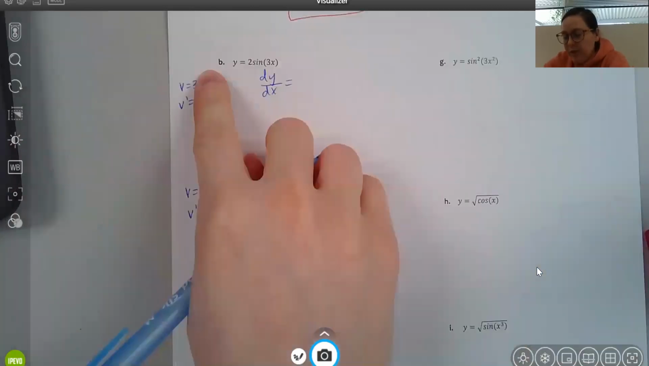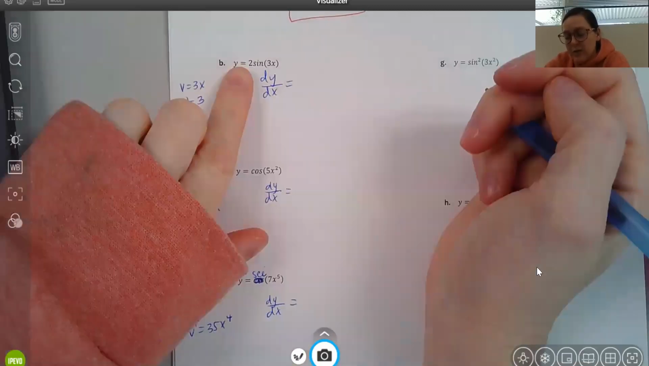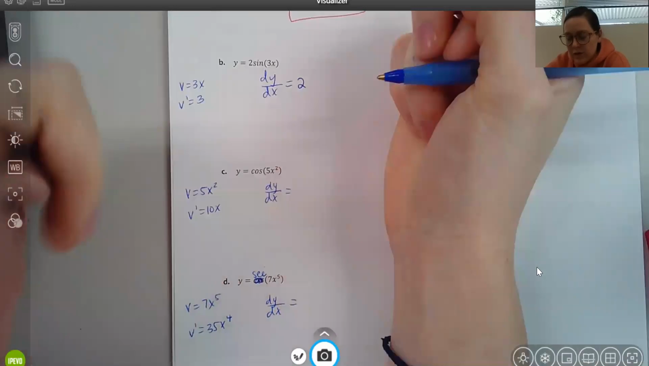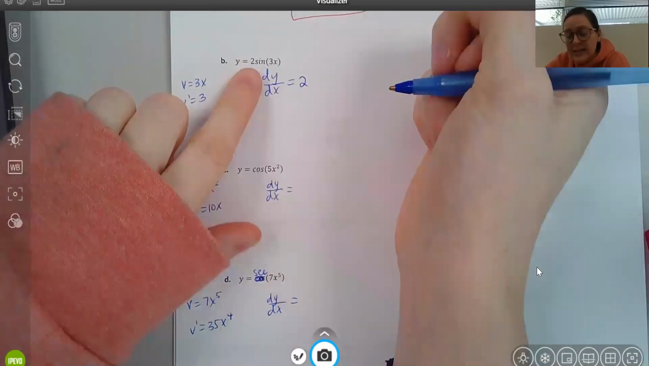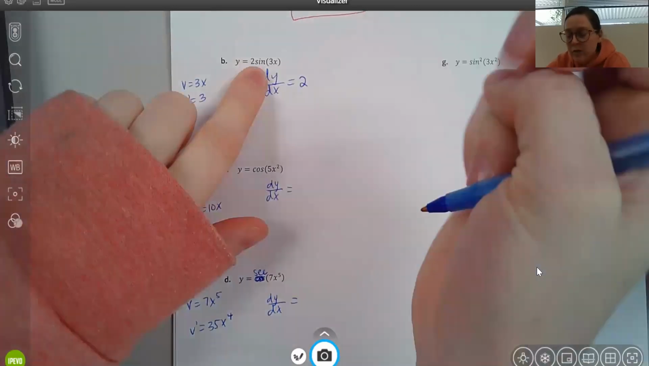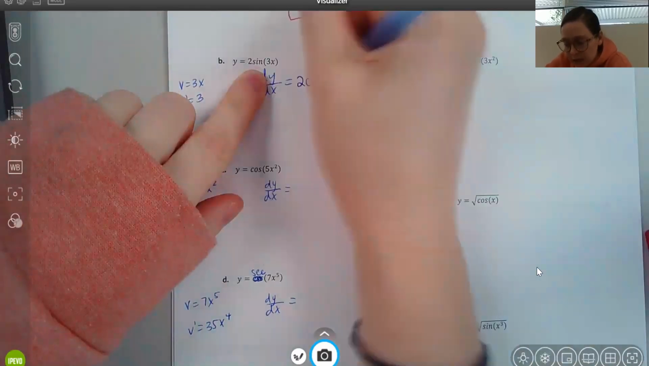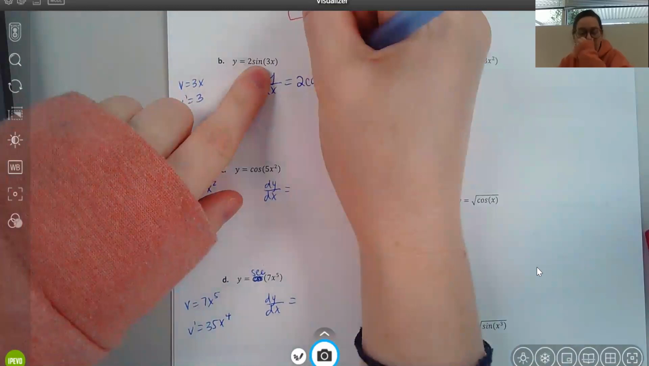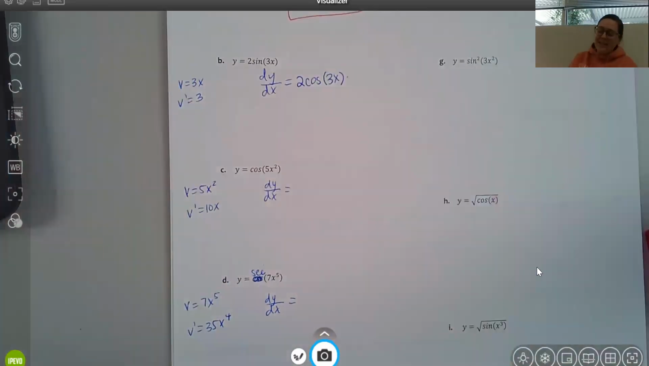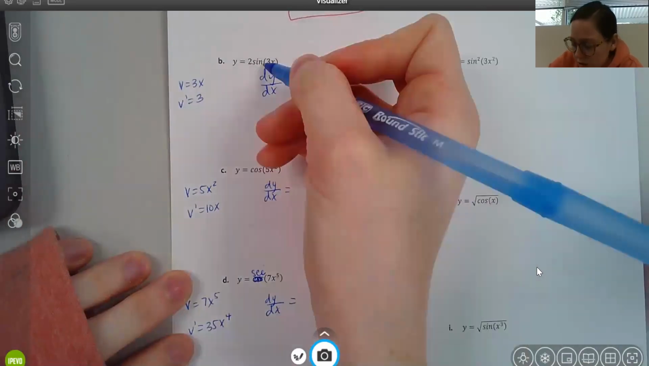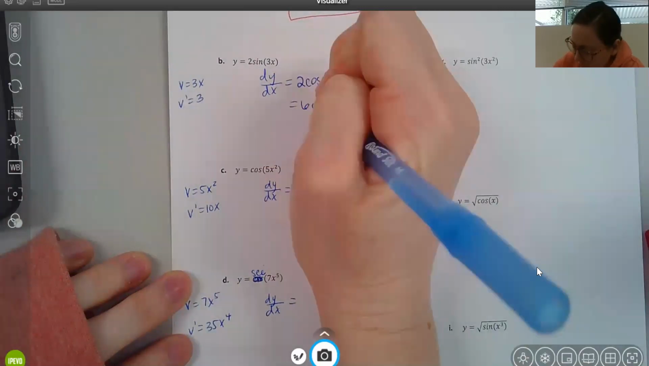Okay, for B, we've got 2 times sine of 3x. 2 is just a coefficient, so I'm just going to put the 2, right? It's a coefficient out front. Now, sine is my outside function, so I need to do the derivative of sine. Derivative of sine is cosine. I need to leave the inside alone, so it's still of 3x. And then last step, I multiply by derivative of the inside. Derivative of the inside is just 3, because derivative of 3x is 3. Then this is just 6 cosine of 3x.